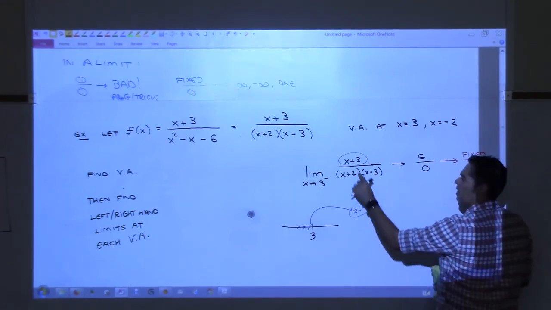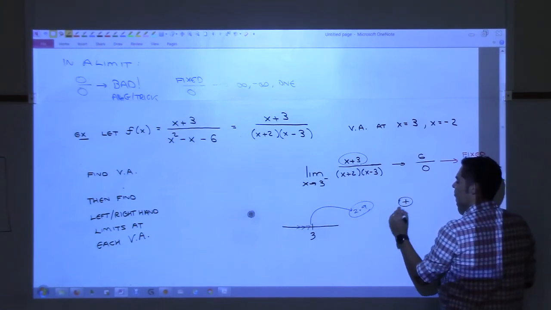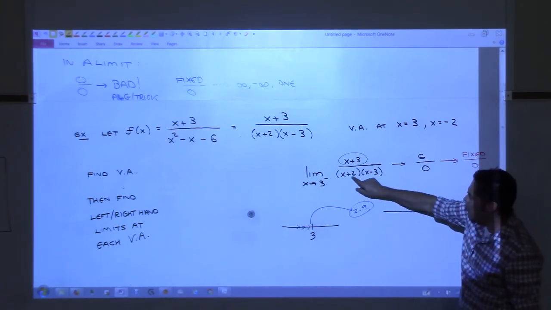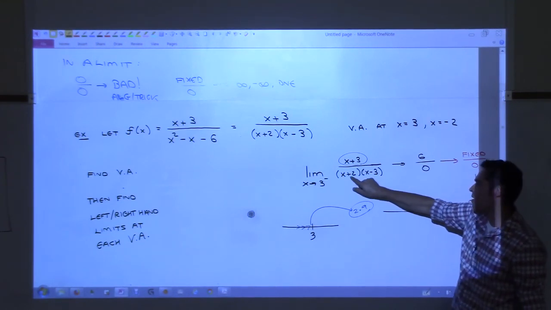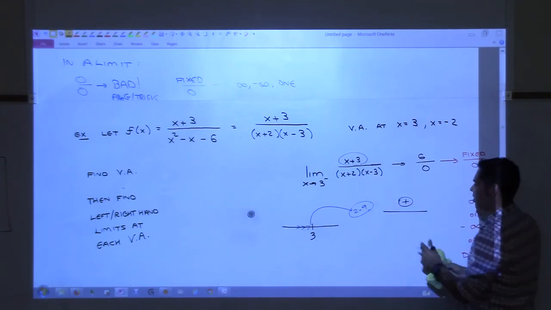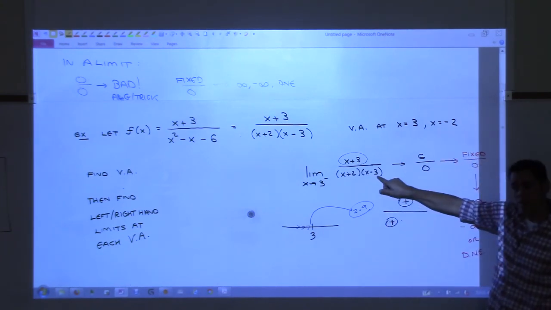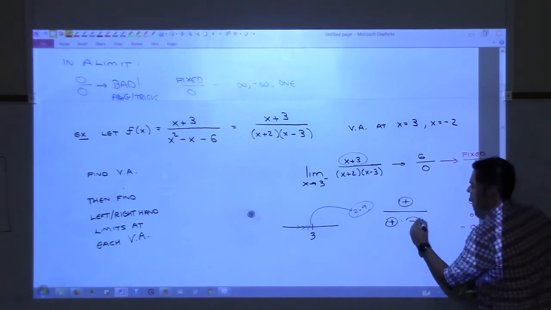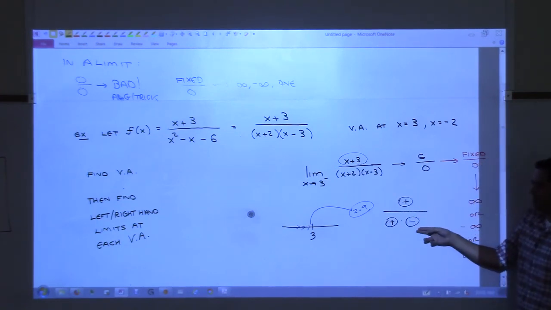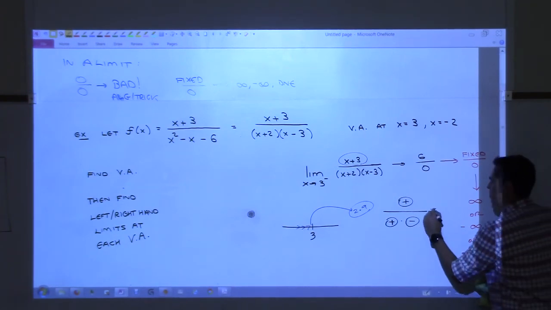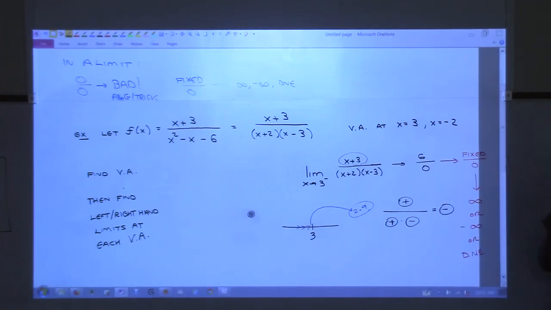So if I plug in 2.9 right here, I get a positive number on top. Over, if I plug in 2.9 right here, what do I get? 2.9 plus 2 is 4.9, so that's positive also. Times, and now if I plug in 2.9 minus 3, that's negative, right? So this would be a negative number. And so you have a positive number divided by a negative number, which means it must be negative. Agreed? Yes. So this must be a negative number. And the only answer that makes sense over here then is what? Negative infinity.